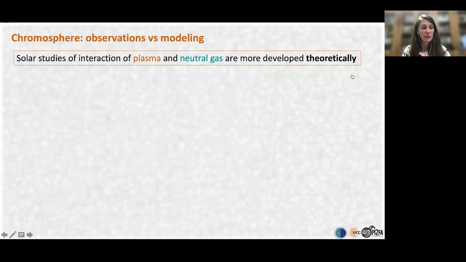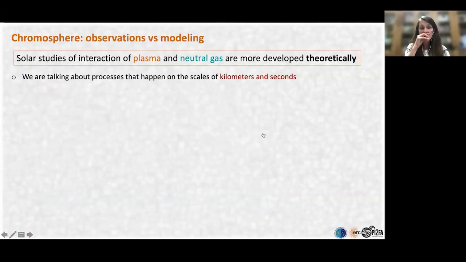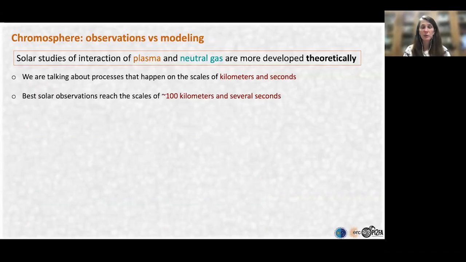In the sun, these studies are mostly theoretical. And the reason for that is the following. The studies are theoretical because we are talking about processes that happen on very small scales of at least kilometers or below, and temporal scales of seconds. And even with our best telescopes, we cannot reach the scales below 100 kilometers and several seconds.